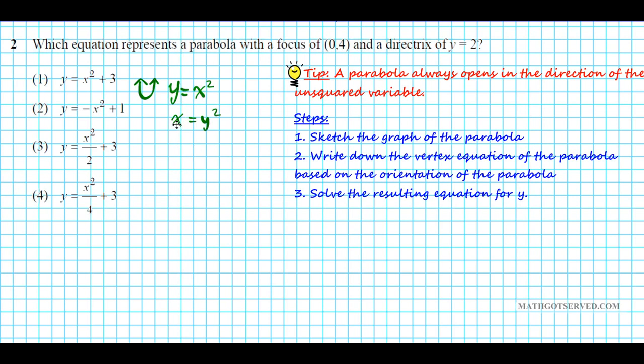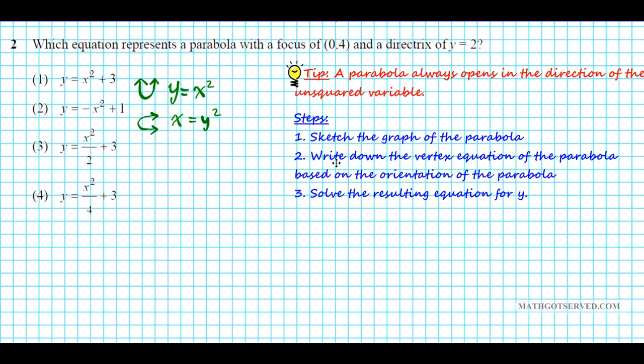Well, since the x variable is unsquared, the parabola is going to open in that direction. Since it's positive, guess what? It opens to the right. Okay? So remember, parabola goes in the direction of the unsquared variable.